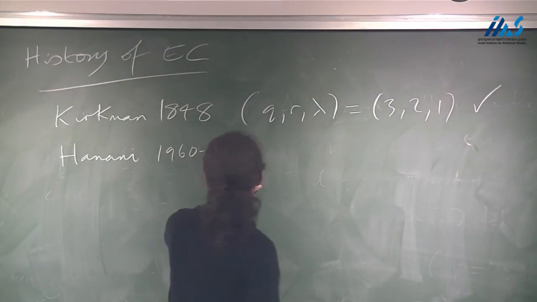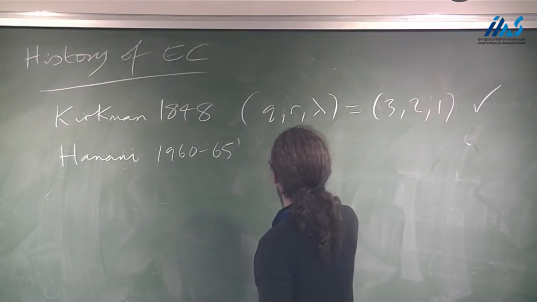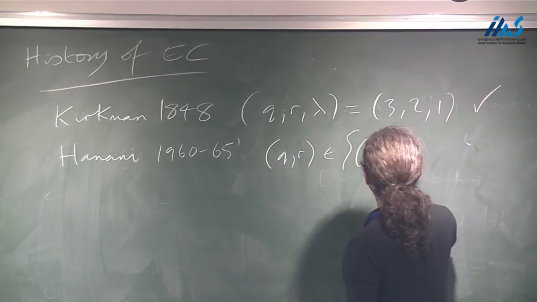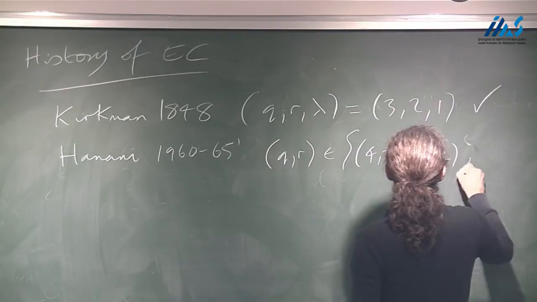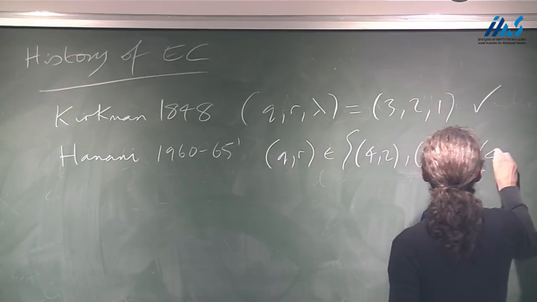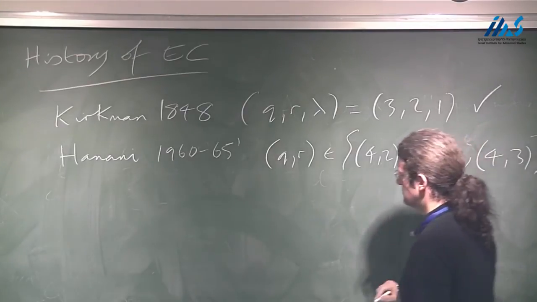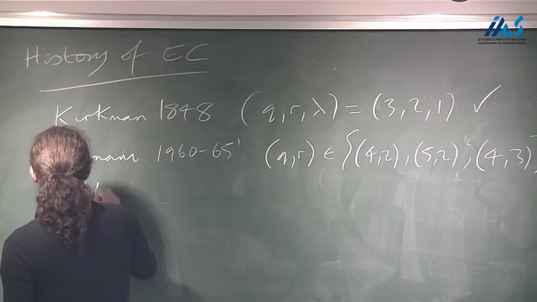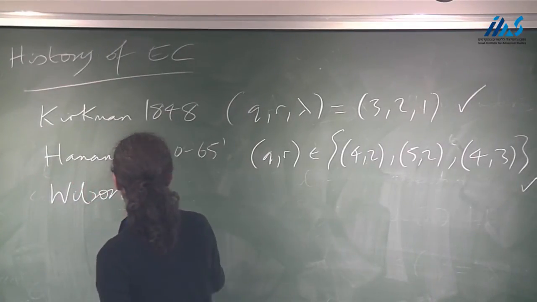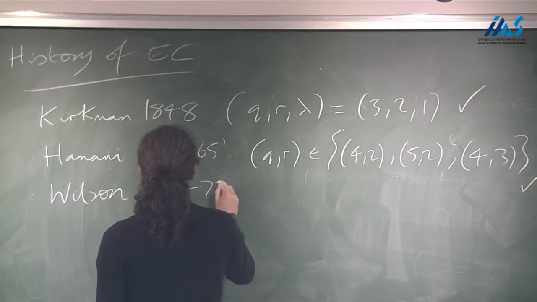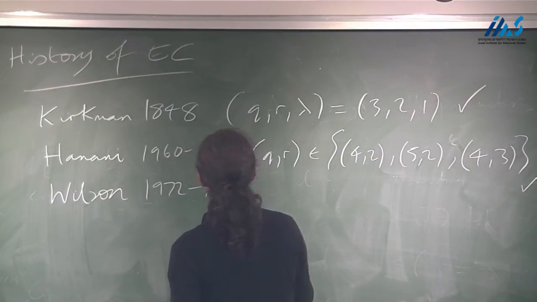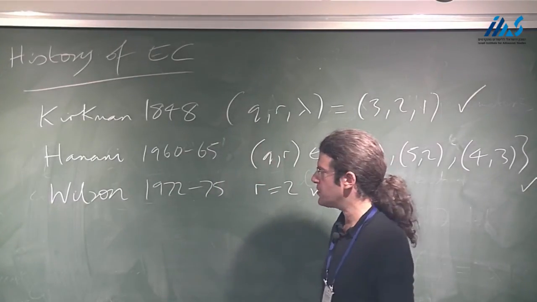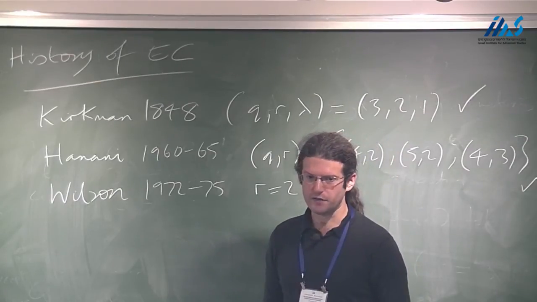So Hanani solved the cases where Q and R could be 4 and 2, 5 and 2, or 4 and 3. The next, in the 70s, there was a big breakthrough by Richard Wilson, who showed that it's true whenever R is 2 for any Q and lambda. So this is about decompositions of graphs.